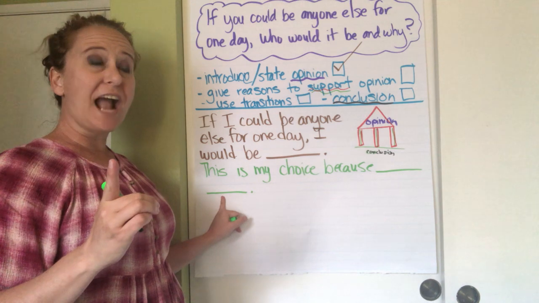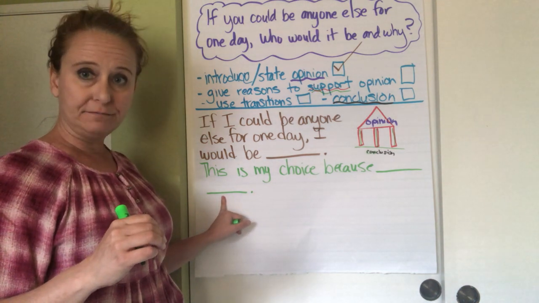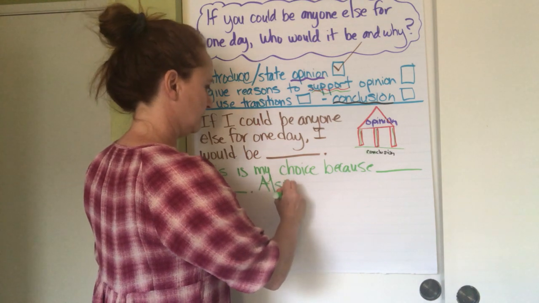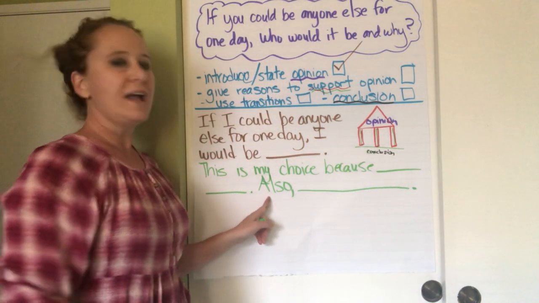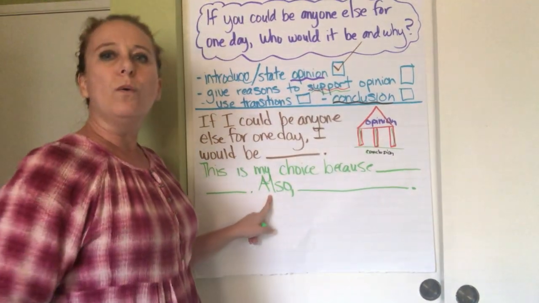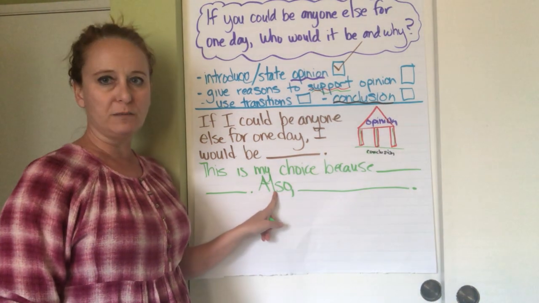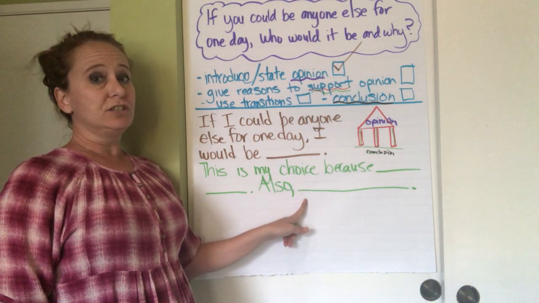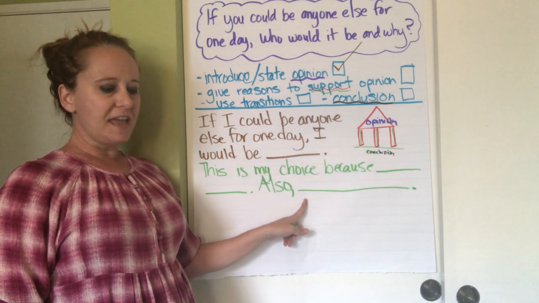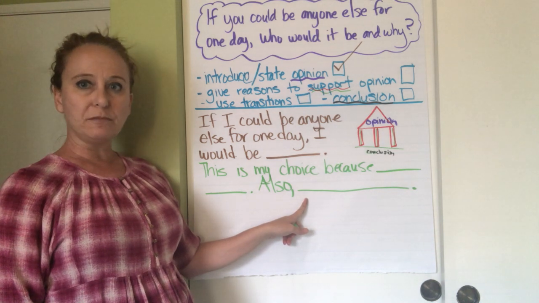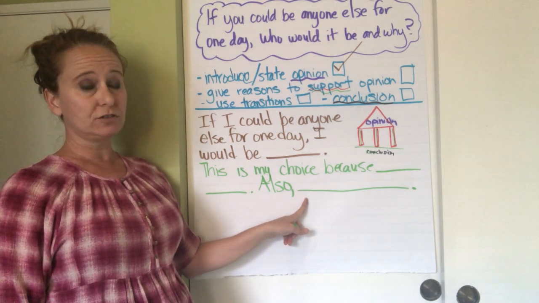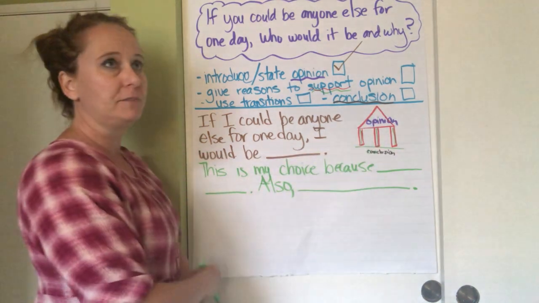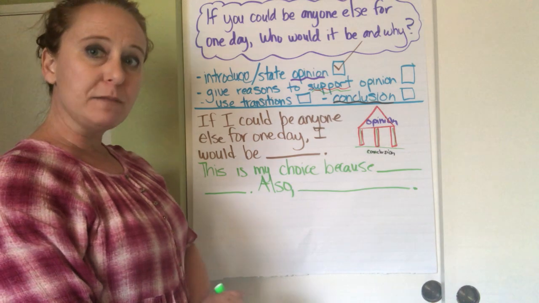Reason one. I think it would be very fun. Also, why else would I want to be a professional baseball player? Also, this is true. Also, they get to travel all over to play games. It's good. That's true. And that's a good reason. That's a good support. That supports my opinion. Has to be something that helps convince the person who's reading it that my opinion is a strong one.